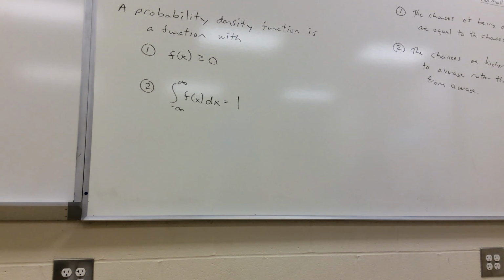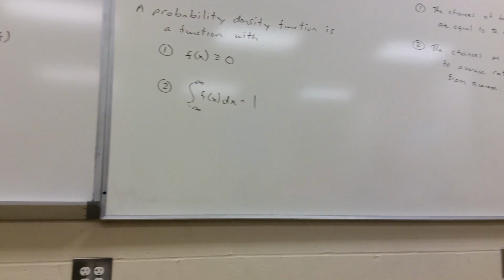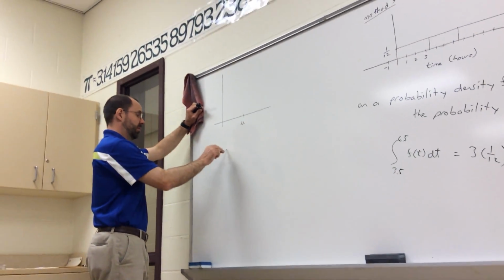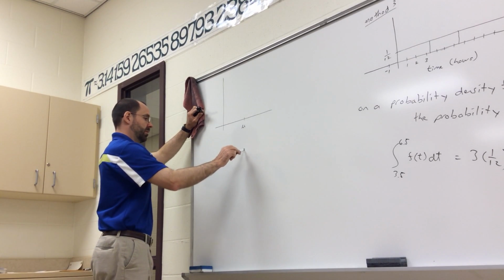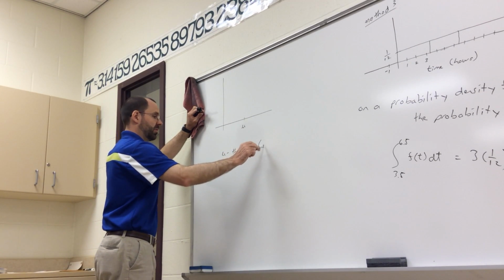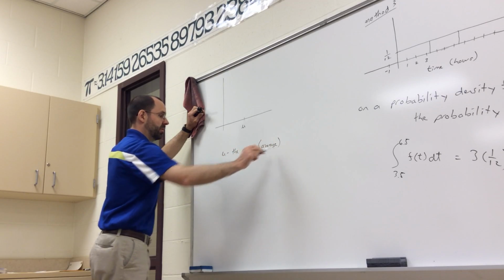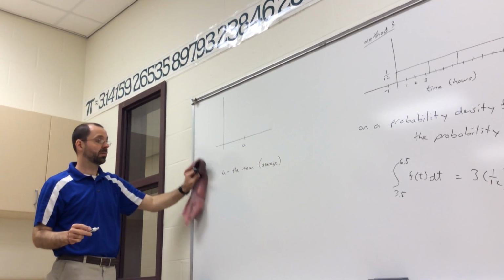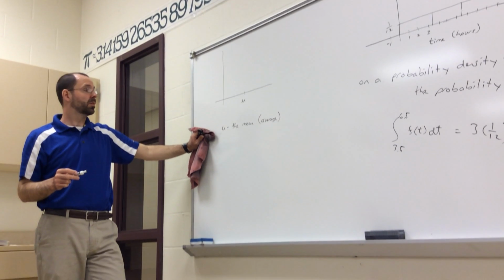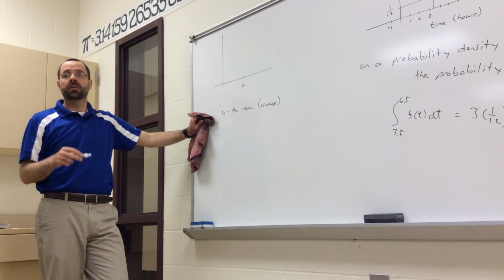So here is a curve. And we need a letter for average. So the traditional letter for average is the Greek letter mu. So mu is the mean, which is also called the average. And here's a graph.